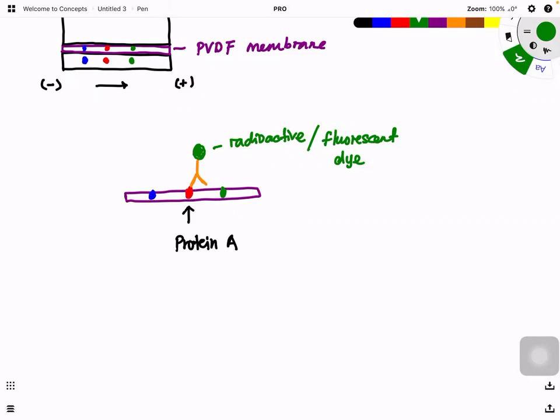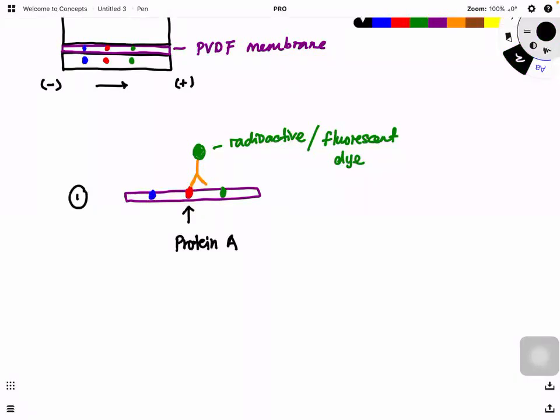Then we can expose it. Let's say, for example, my monoclonal antibody carries the radioisotope, then we can use X-ray film to develop the image. Then we can view it by radioactivity. Okay, so this is a one-step process.